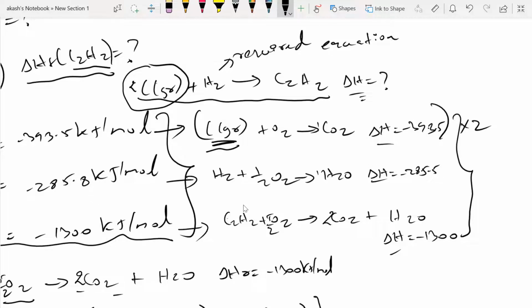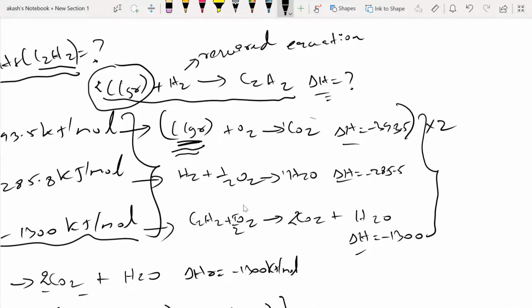So what will we get? We will be getting 2 carbon graphite. Forget about other things, don't worry about them. The delta H value will change. So let me write it as delta H1. If you multiply this by 2, we'll be getting delta H1 into 2. Whatever the value is, we multiply by 2. That we know.